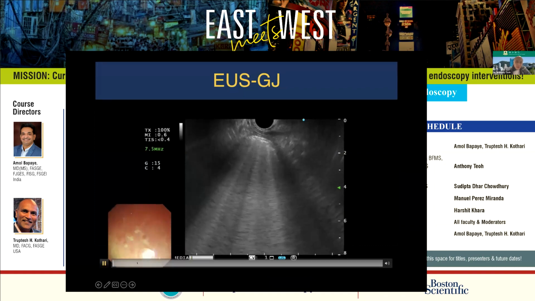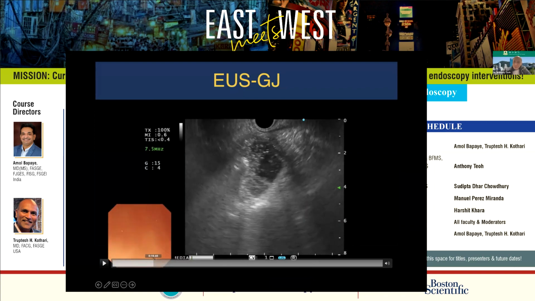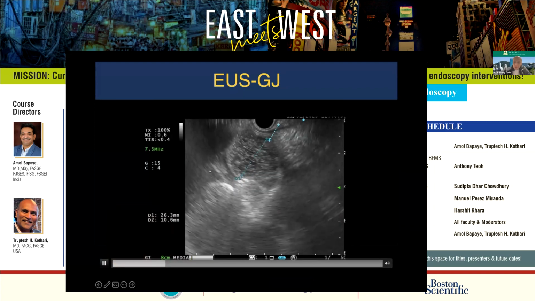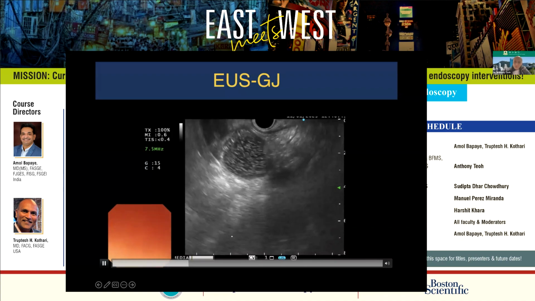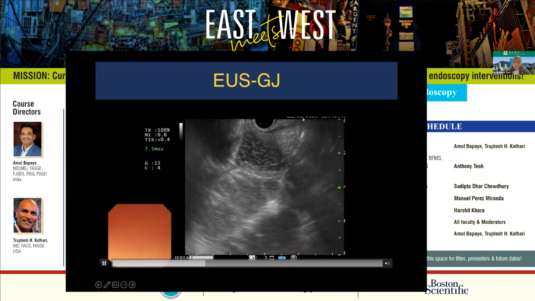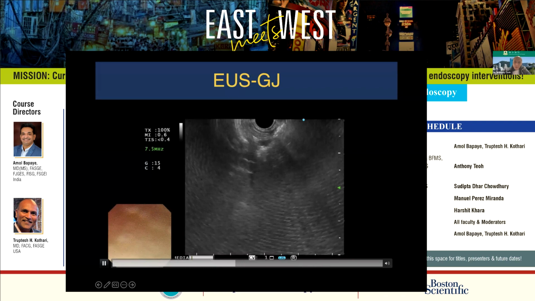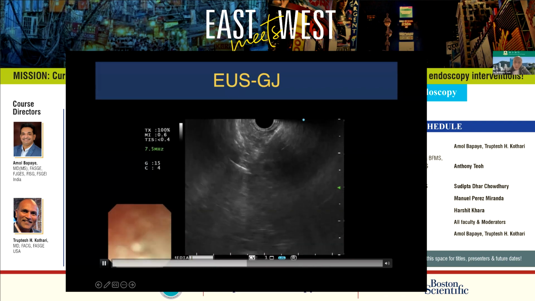Here is a GJ that I was doing. So at this juncture, I think the small bowel was adequately distended, but perhaps not too well distended. But I went ahead with puncturing. You see a bit of movement of the small bowel away from the stomach, and I went ahead. So right here, I sort of lost the view, and I'm not 100% certain if I'm inside the small bowel.